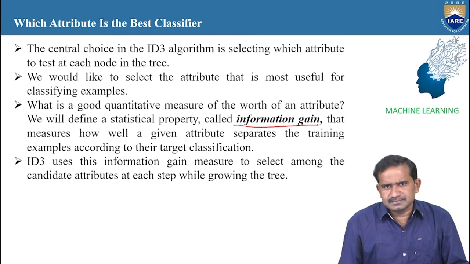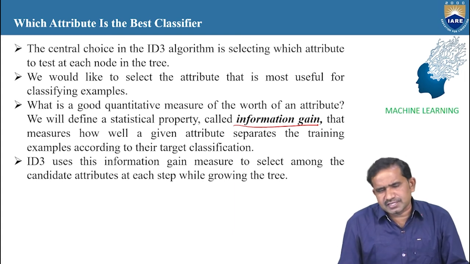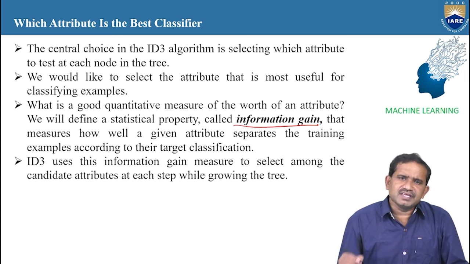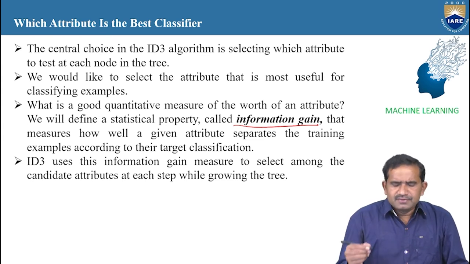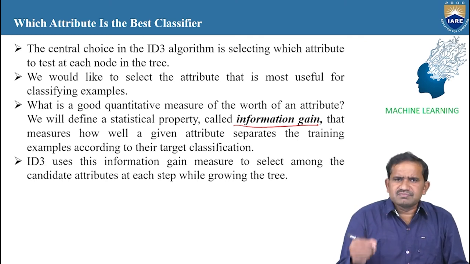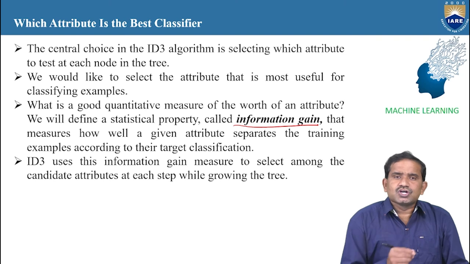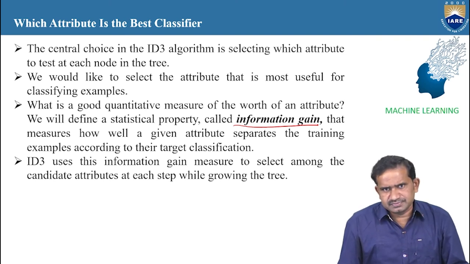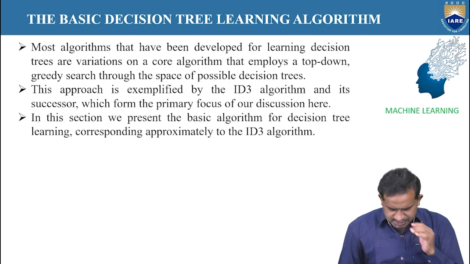How can we find the information gain? Two parameters are required: entropy as well as the Gini index. From there, we are finding the information gain. Finally, whichever attribute value has the highest information gain becomes the best attribute value, meaning the root node of the decision tree representation. Yes, up to this point we discussed the decision tree representation in this class.